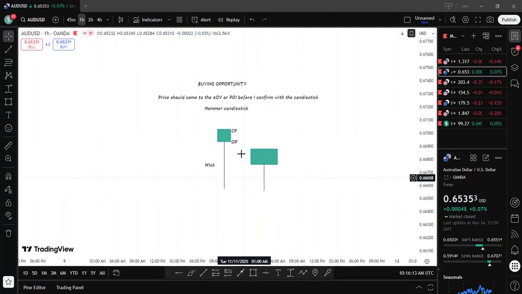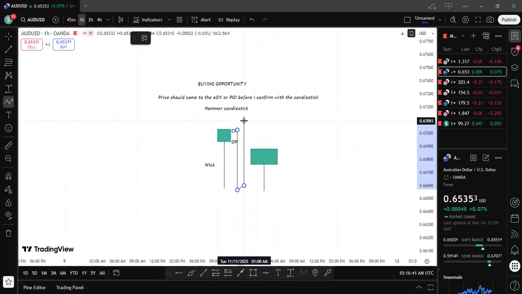So what's the story? The story is like this. When the market, or the price, started, sellers were in control. You get that? Sellers were just pushing the price down, pushing the price down, pushing the price down. Then the buyers got some strength, came in, and pushed the price all the way up.